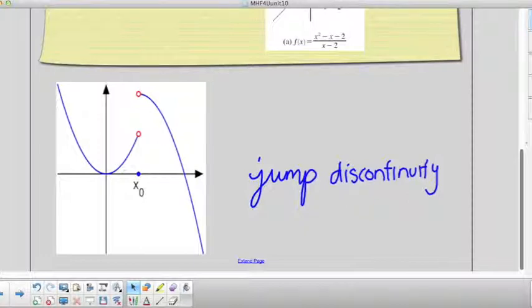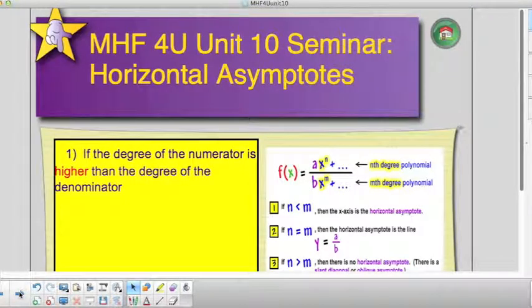So that's really all we have for vertical asymptotes: vertical asymptotes and removable discontinuities. And remember, vertical asymptotes are always attached to the domain, because x cannot be equal to those x values. Now we have to talk about horizontal asymptotes. So this happens, point number 3, if the degree of the numerator is higher than the degree of the denominator.